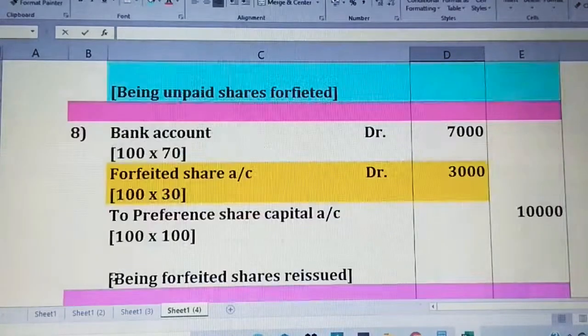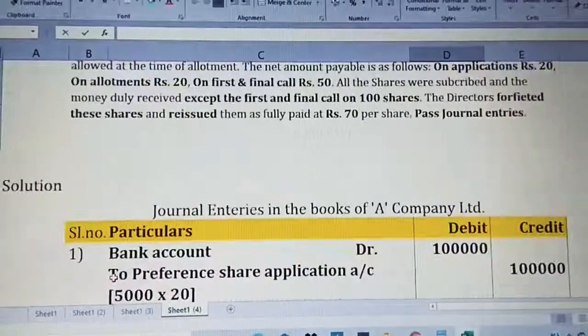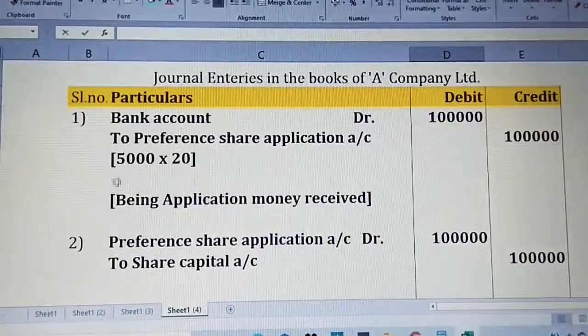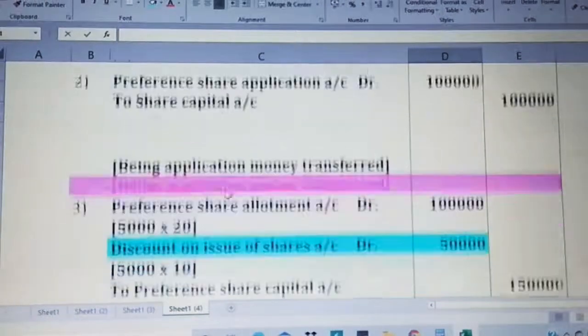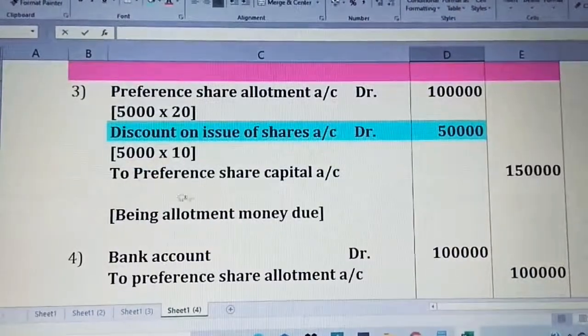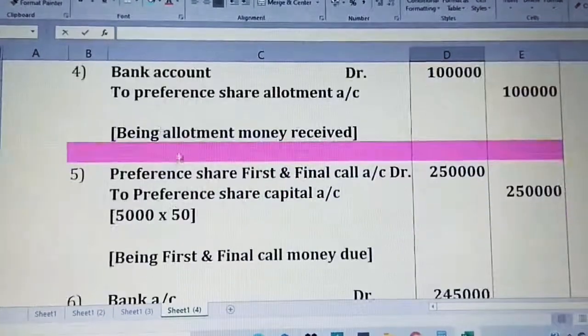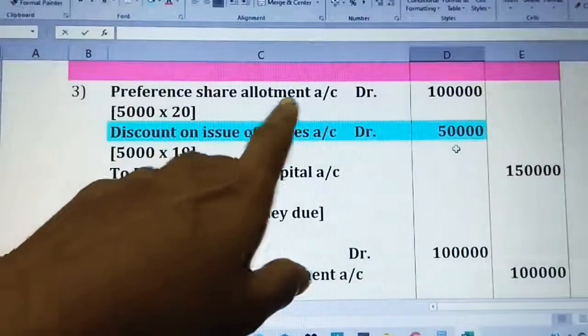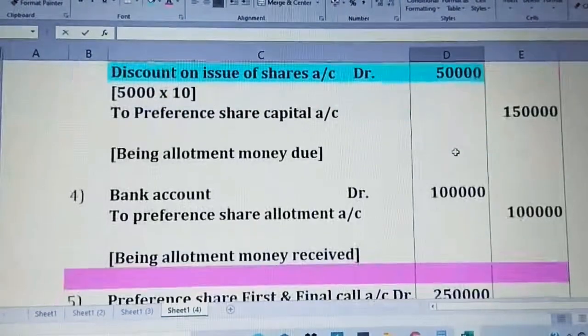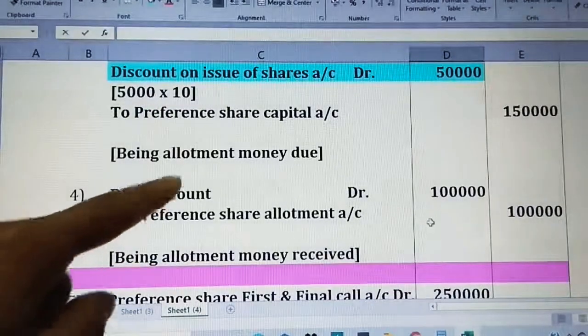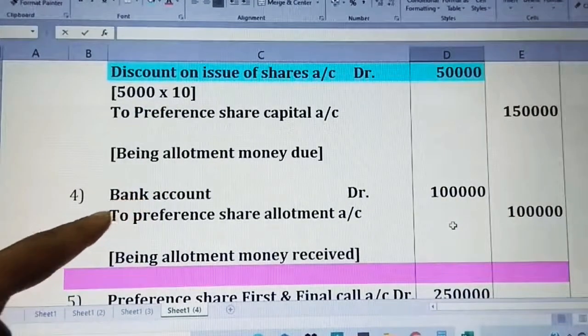So let us just observe from the beginning once. Application money received entry. Next transfer entry. Next allotment. Discount, observe it is always debited. Next receipt entry of allotment. This you should always choose the allotment column. What is the value? That is what we are going to receive. Be very alert when you are going for the value to be written. Receipt value. Okay. Next.